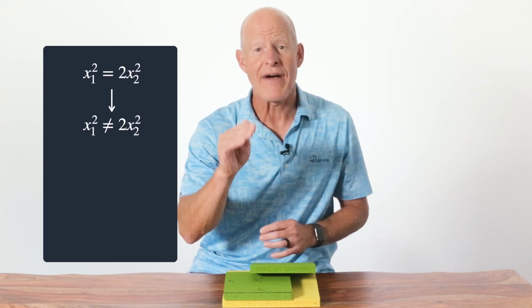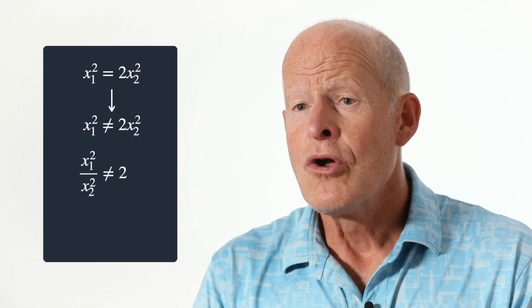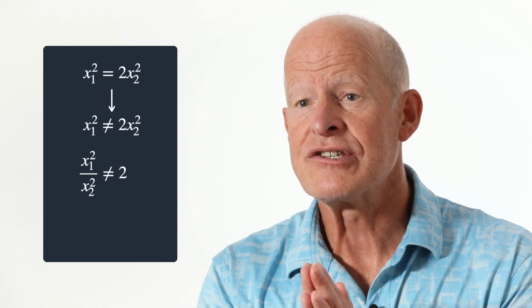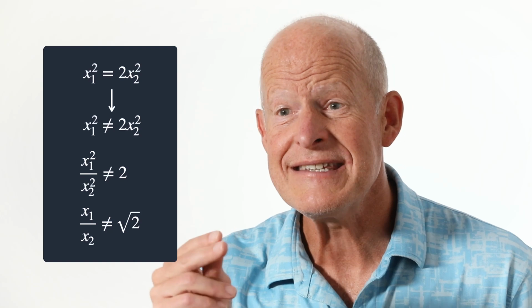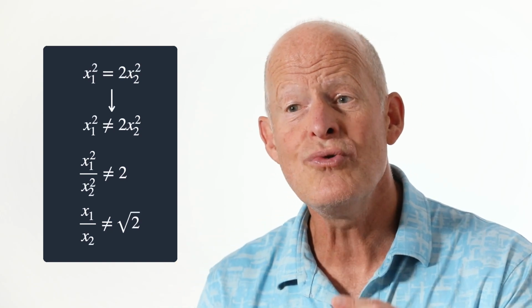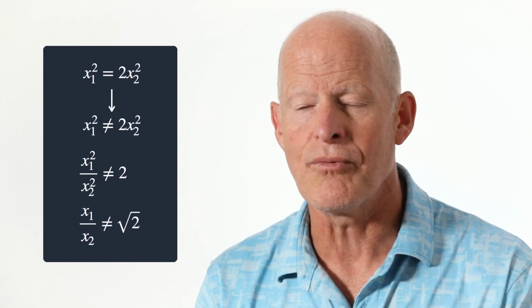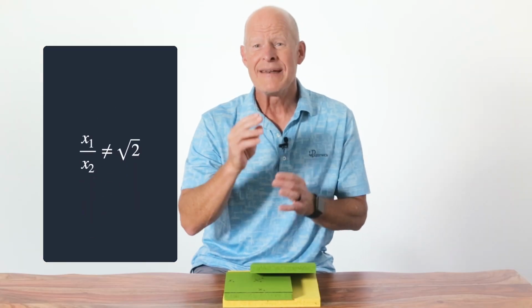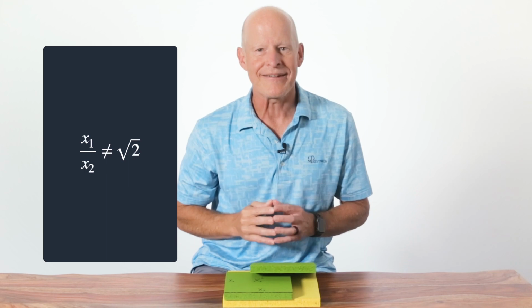Next, rearrange by dividing both sides by x2 squared. We can do this for inequalities just like equations. Taking the square root of both sides yields this inequality where root 2 is the positive square root of 2. Okay, our equation is recycled, but does this new perspective mean anything?